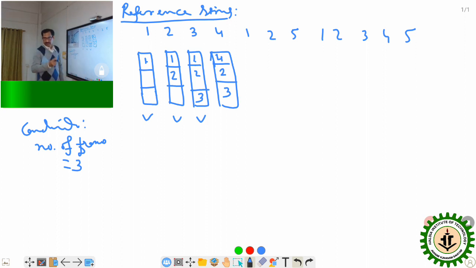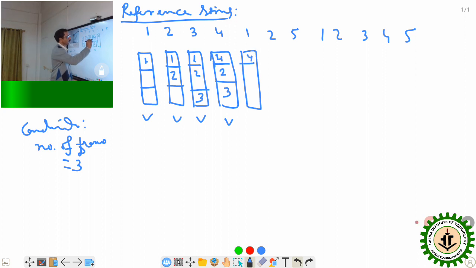Next, the reference string is 1 again. The process needs to access reference page 1, and observe that not a single frame contains page 1, so again a page fault occurs. According to the first in first out algorithm, replace the page which is the oldest one, which came into memory first. Among these three pages, 4, 2 and 3, which was allocated first in memory? 2. So replace 2 by 1.